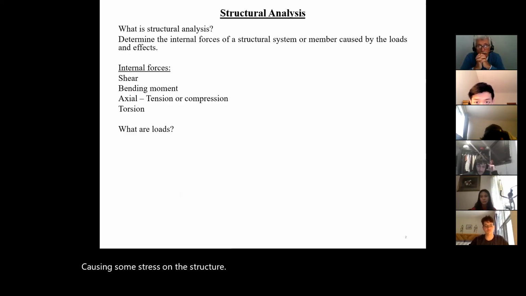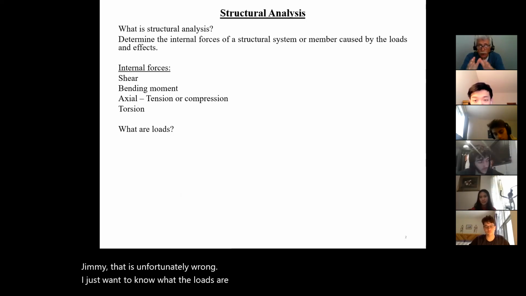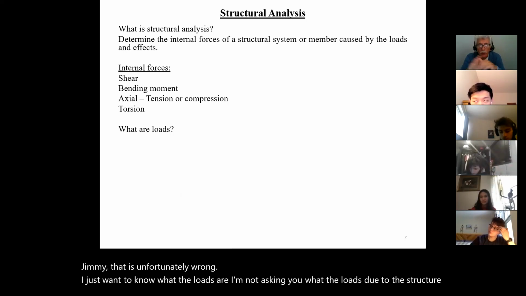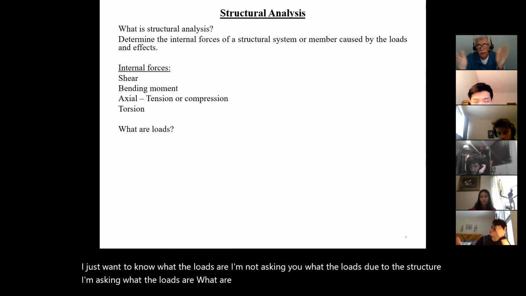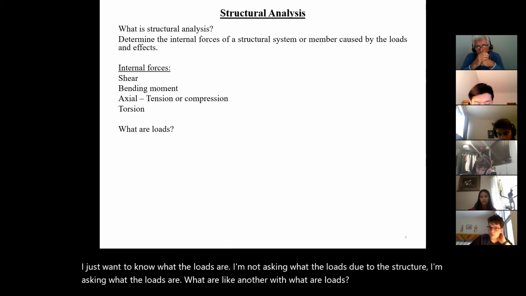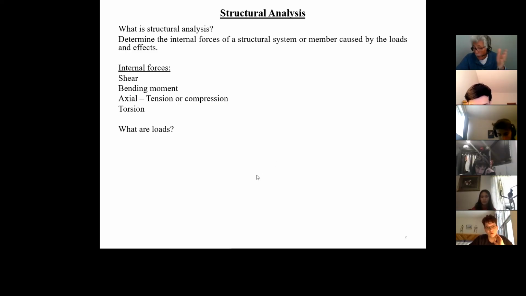Jimmy, that is unfortunately wrong. I just want to know what the loads are. I'm not asking you what the loads do to the structure. I'm asking you what the loads are. In other words, what are loads? Is it a type of force? Yeah, a load could be a force. Very good. And what else can a load be?